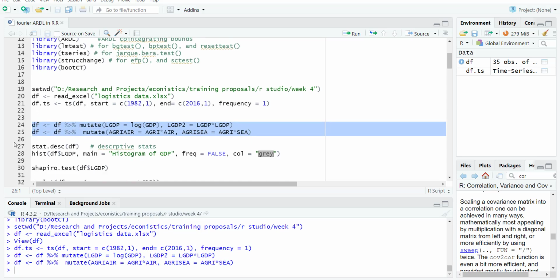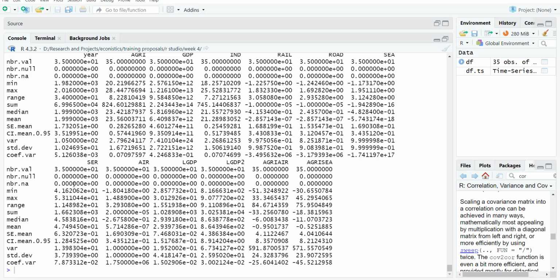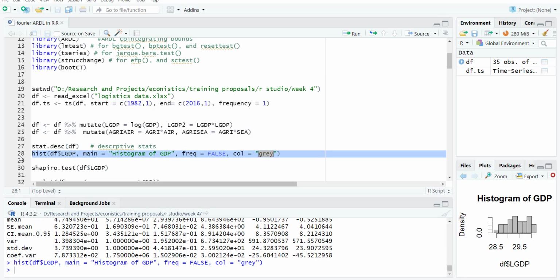Then you can have a descriptive stat of your data. Stat describe will show you all the characteristics of the data: number of values, number of null, number of NA, minimum, maximum, range, sum, median, mean, and several others. I will go forward. Then you can create a histogram of the variables. It's shown here. You can make it bigger by moving the windows.